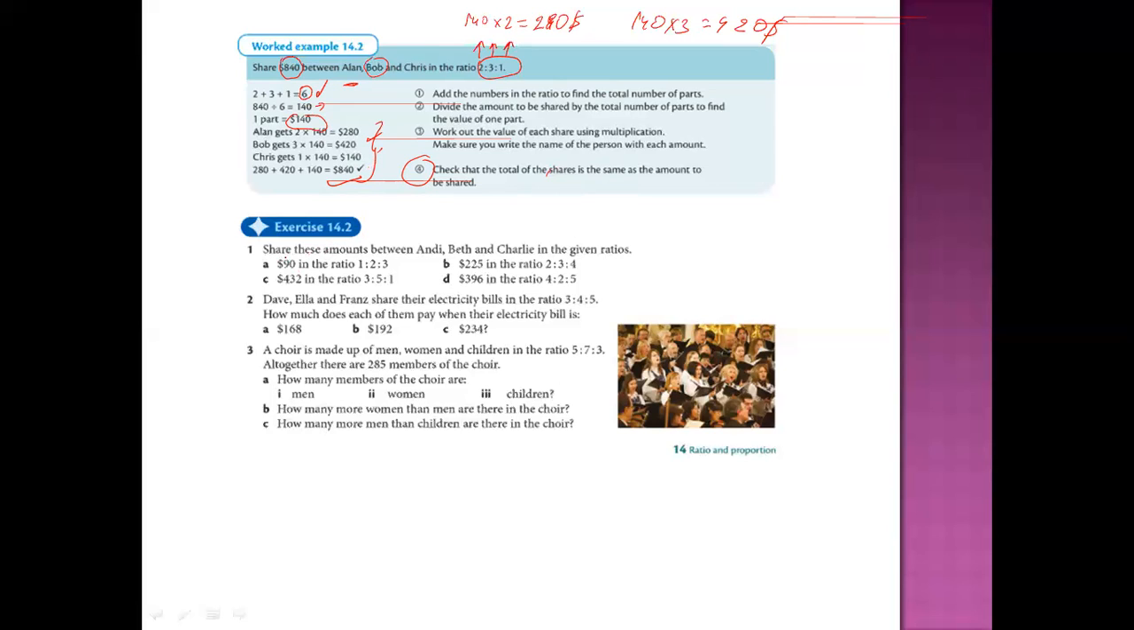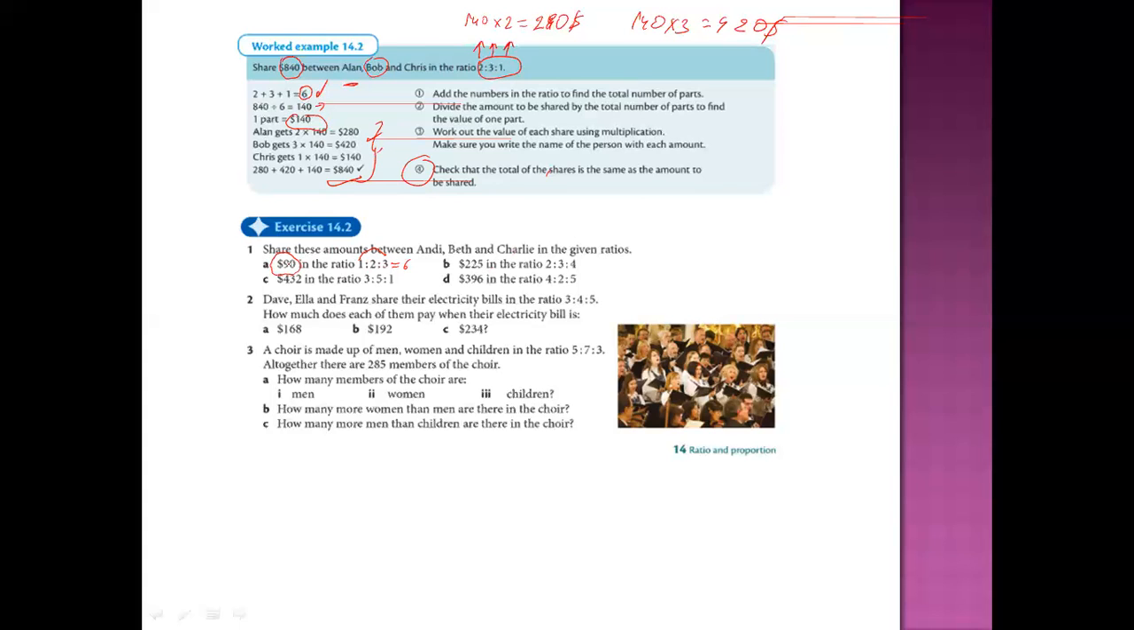Okay, there we have exercise 14.2 without solution. Let's try it. Share these amounts between Andy, Beth, and Charlie in the given ratios. Okay, the original money is $90. In the ratio, we should share 1, 2, 3. First of all, we should add all the numbers in the ratio. Okay, all parts are 1, 2, 3, totaling 6.